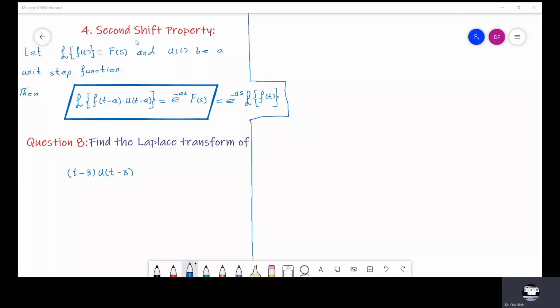Property number 4. This is called the second shift property. It states that if the Laplace transform of a function f(t) is equal to capital F(s), and u(t) represents a unit step function, then the Laplace transform of f(t − a) times u(t − a) is equal to e^(−as) F(s), where F(s) is the Laplace transform of f(t).